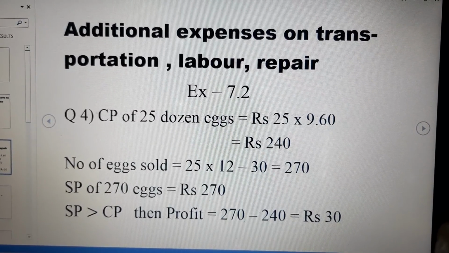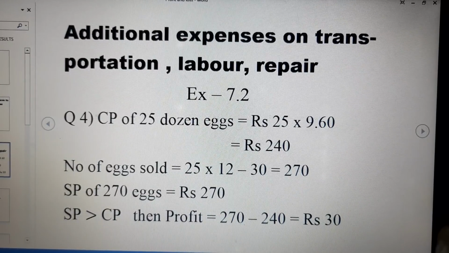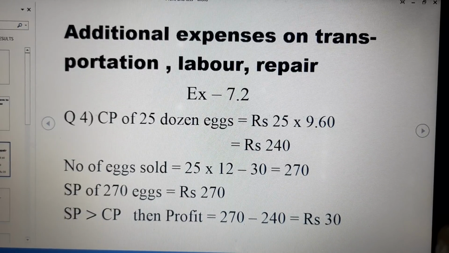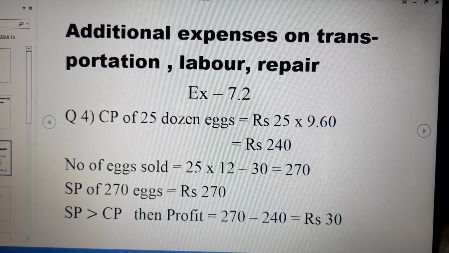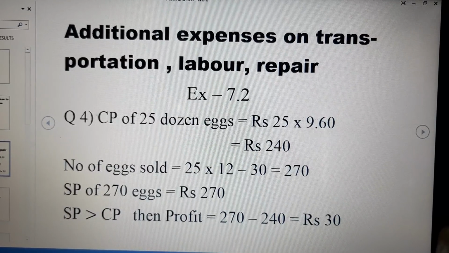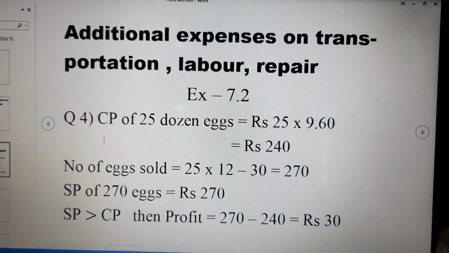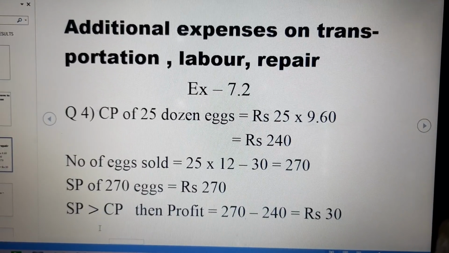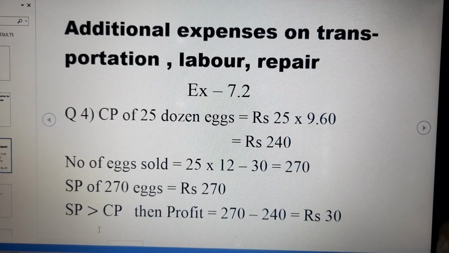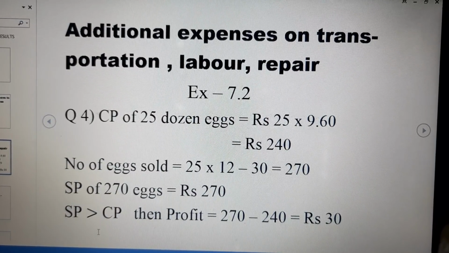Okay. Now, this was all about the concepts of this exercise. We'll be doing this exercise in 2 parts. Clear? Few questions today and few questions in the next class. I'm starting with exercise 7.2, question number 4. As I have already said, you need to always first of all read the question and understand the language of the question.